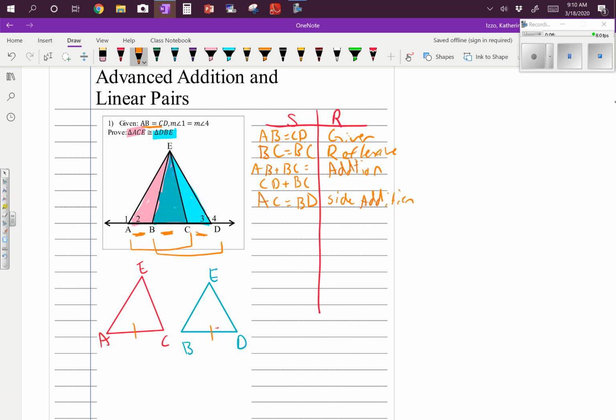That was a very complicated given, wasn't it? That included a lot of work. Let's hope the next given's better. Yeah, I don't think it will be either. Our next given is measure angle 1 equals measure angle 4.